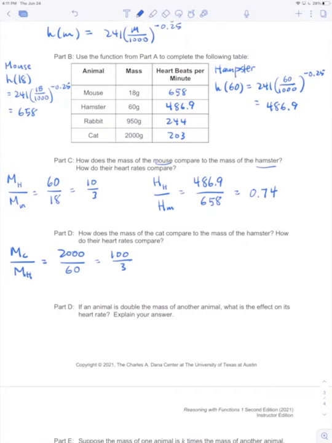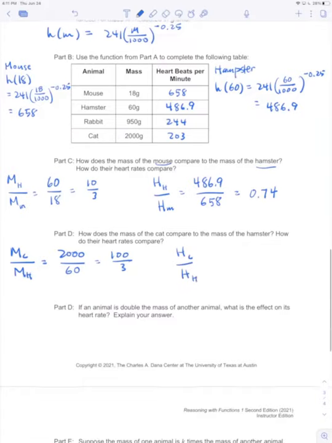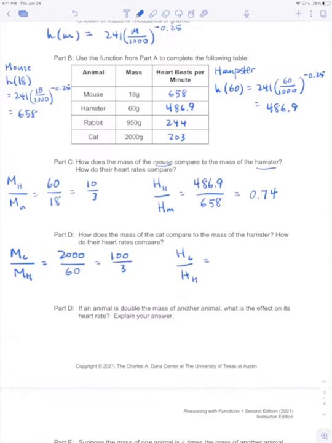And in terms of heart rate, the heart rate of the cat compared to the heart rate of the hamster. Again, we're looking at the beats per minute here. The heart rate of the cat is 203. Heart rate of the hamster, 486.9. And we get just about 0.42.